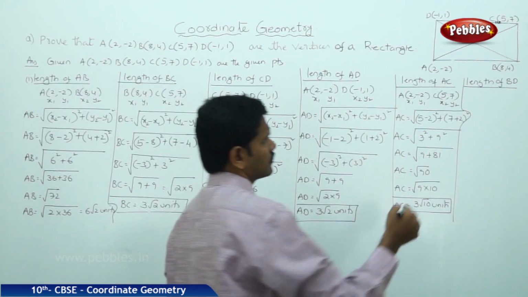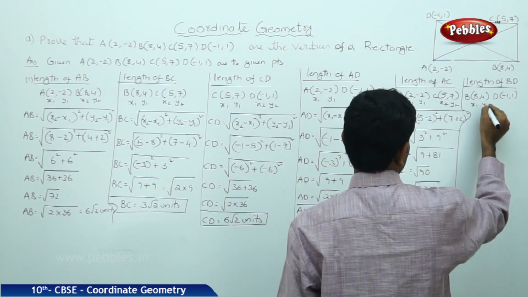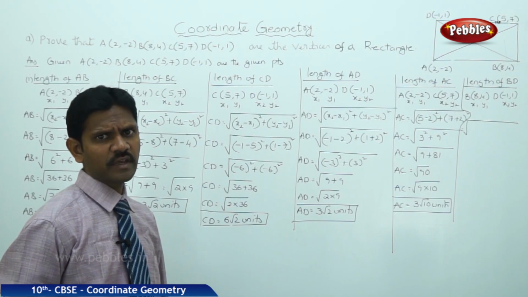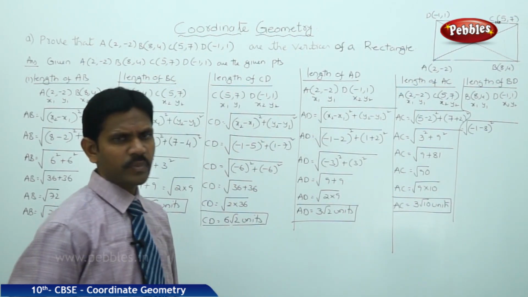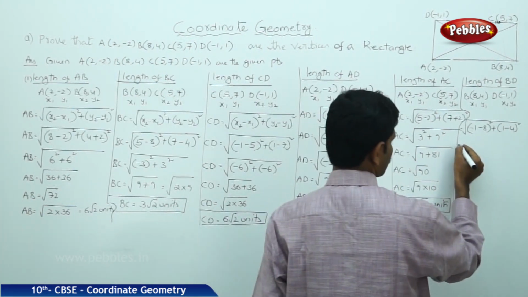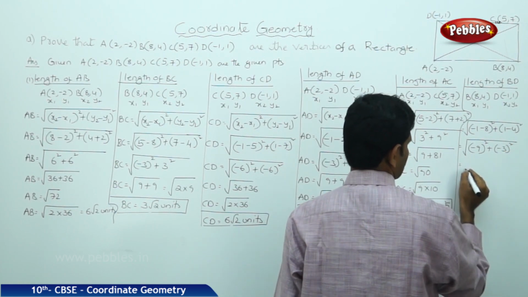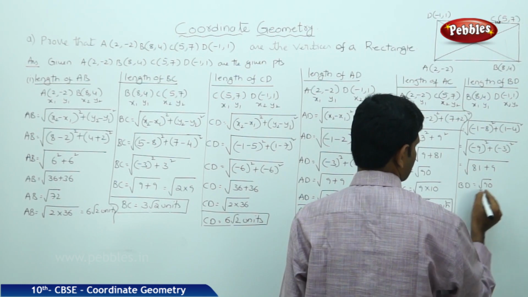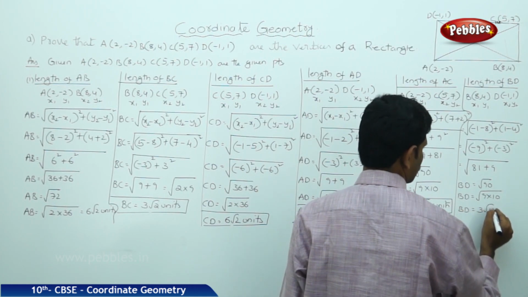Now find the length of BD, that is B(8, 4), D(-1, 1). With (x1, y1) and (x2, y2), the distance is equal to root over (x2 minus x1) whole square plus (y2 minus y1) whole square, that is (-1 minus 8) whole square plus (1 minus 4) whole square, that is equal to root over (-9) whole square plus (-3) whole square, that is root over 81 plus 9, that is BD is equal to root 90, BD is equal to root over 9 into 10, that is BD is equal to 3 root 10 units.